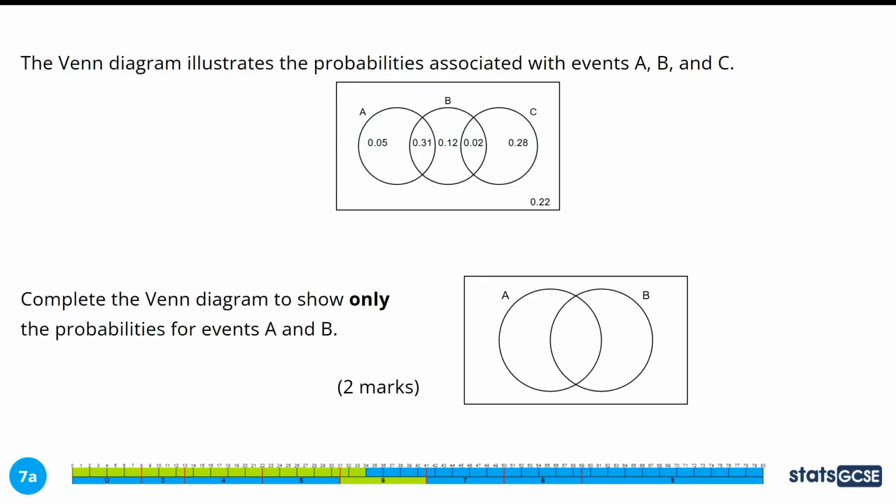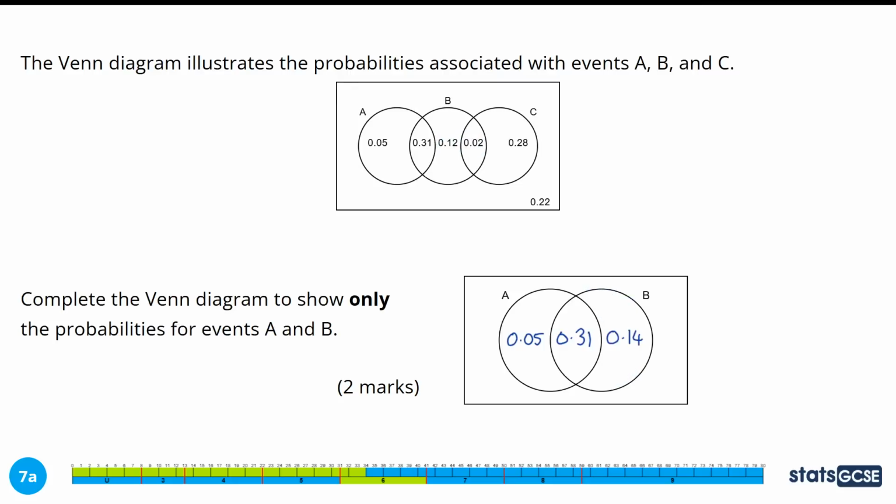Complete the Venn diagram to show only the probabilities for events A and B. The left-hand side will be identical, so this circle here is going to be exactly the same because it just represents the same thing. This is only A, and then this is the overlap with B. The part here that is only B, not only is this number here, but is also this number here. Because C doesn't exist in this new Venn diagram, we're just going to add these two parts together.